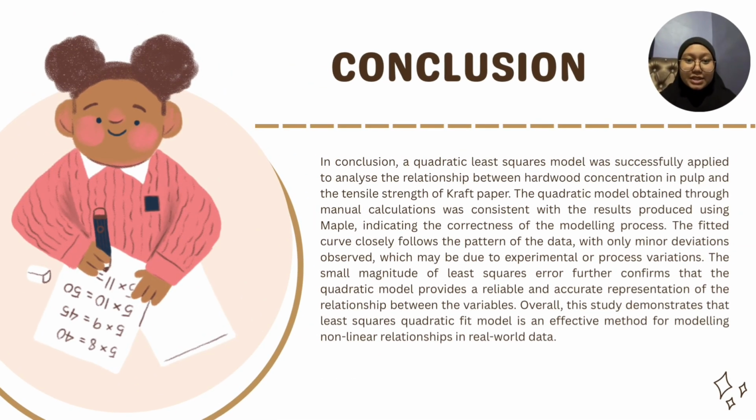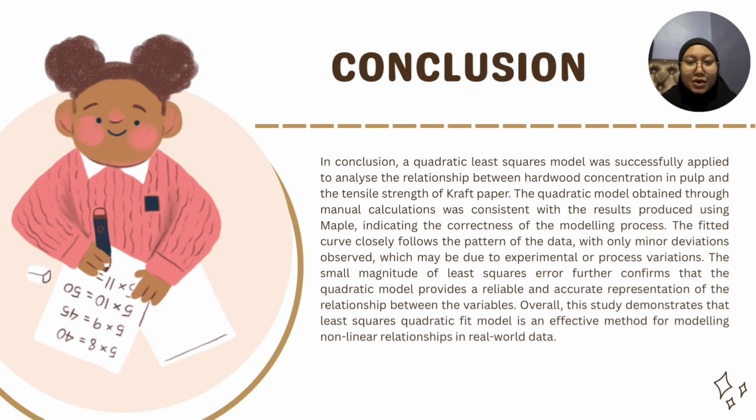In conclusion, a quadratic least square model was successfully applied to analyze the relationship between hardwood concentration in pulp and the tensile strength of graph paper. The quadratic model obtained through manual calculation was consistent with the result produced using Maple, indicating the correctness of the modeling process. The fitted curve closely followed the pattern of the data, with only minor deviation observed, which may be due to experimental or process variation.